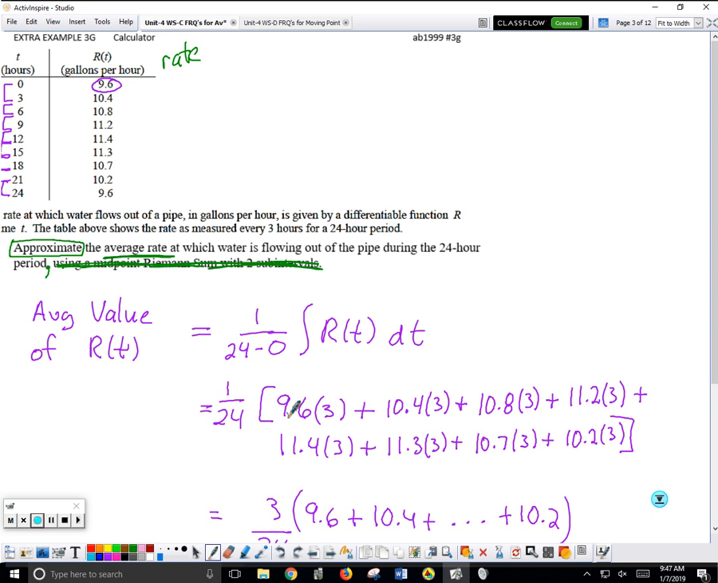Hours. So this is gallons per hour multiplied by hours. So what are the units of the total thing? Just gallons. Louder. Gallons. Good. Then you divide by 24 at the end. But what are the units of 24? Hours. Gallons per hour.